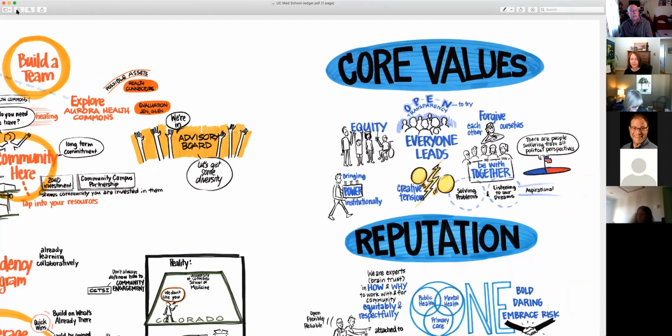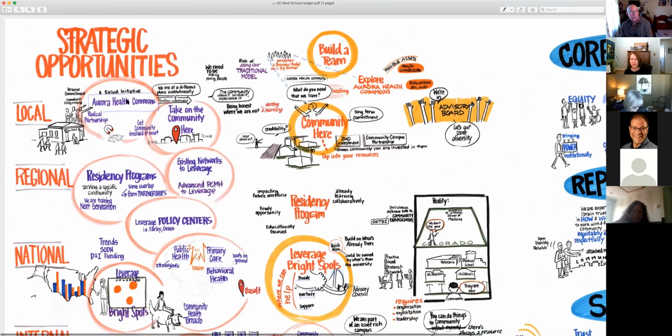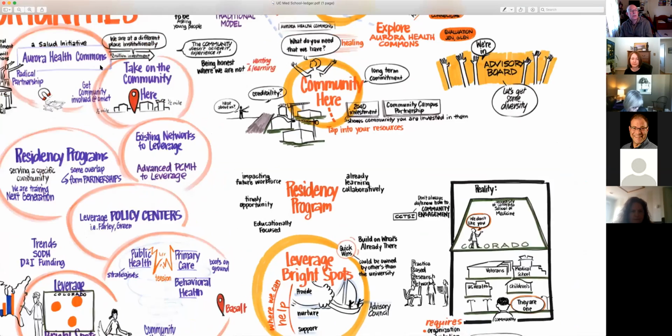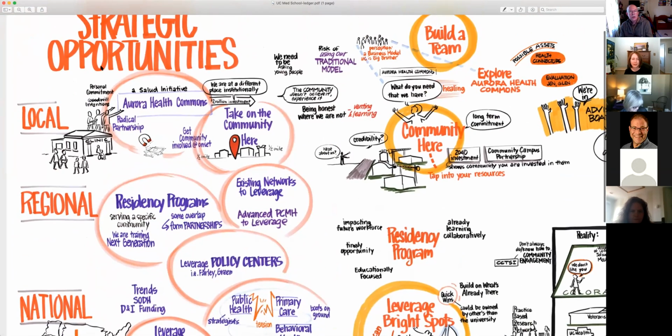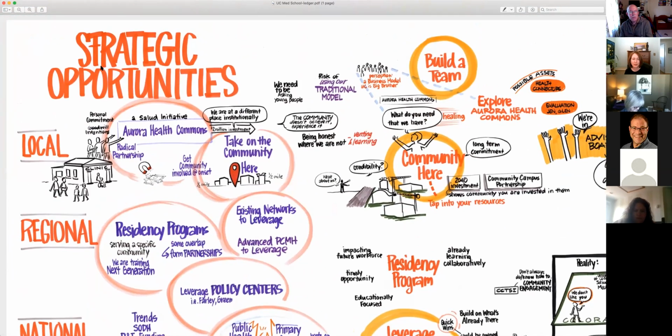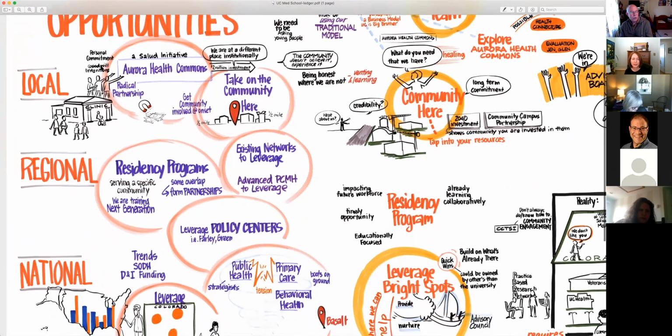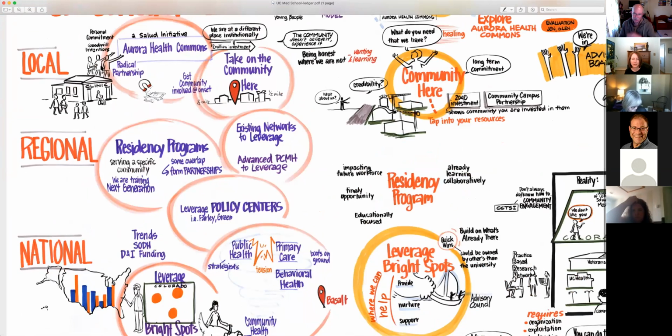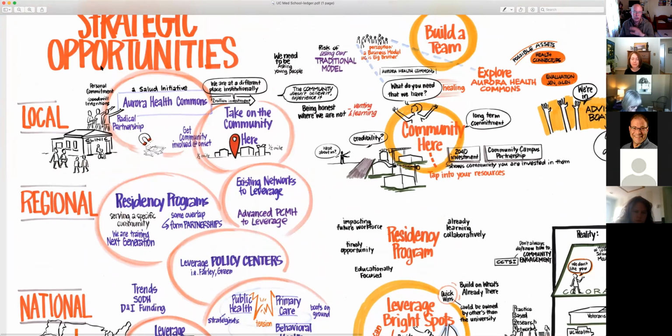Oops, wrong direction. Okay. So I'm going to come over here then to strategic opportunities. So we took these on thinking about local, regional, and national, as well as internal, so inside the campus, strategic opportunities. And these were also divided up. We discussed these in small groups. So we'll start here with local.